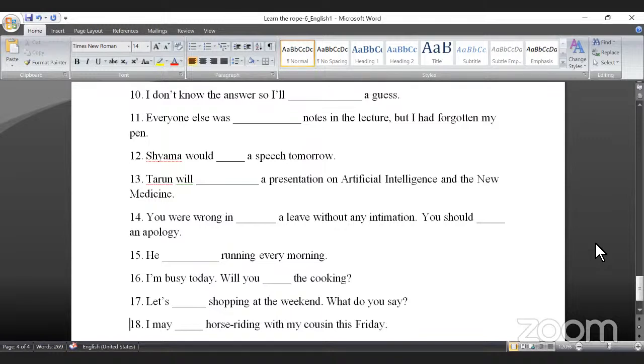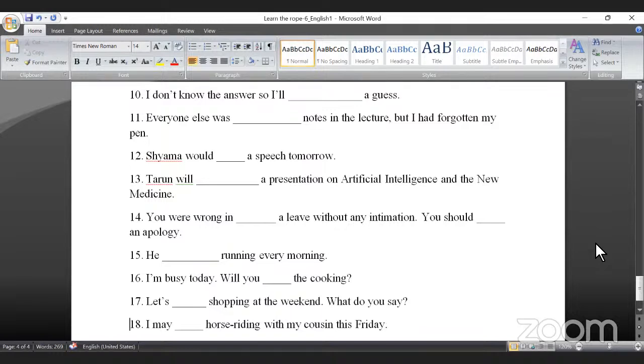So for swimming, it will be go. Let's go swimming, or let's go to swimming? No, let's go swimming. Not go to. Go to doesn't come here at all. That expression is completely wrong. There is no acceptability to it. Nobody uses that expression. If you have been doing that, then it's wrong usage. Don't do that. It's just go swimming, go shopping, go cycling. Okay. So let's go shopping at the weekend.